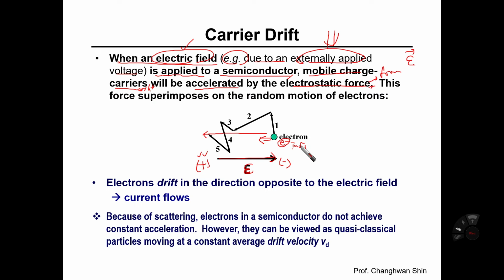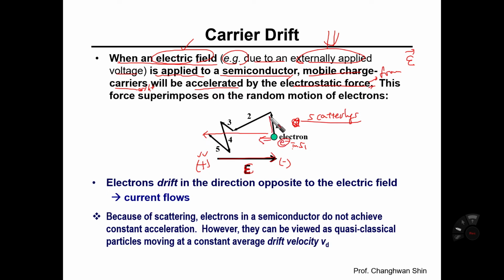Because of what? Because of the scatterings. Okay. So as we have learned, there are three primary types of scatterings. Remember them: phonon scattering, ionized impurity scattering, and carrier-to-carrier scattering. So those three scatterings will be combined to determine how the electron is moving toward the plus side.